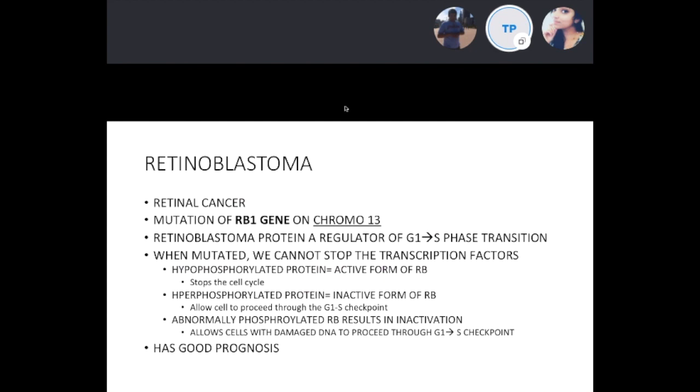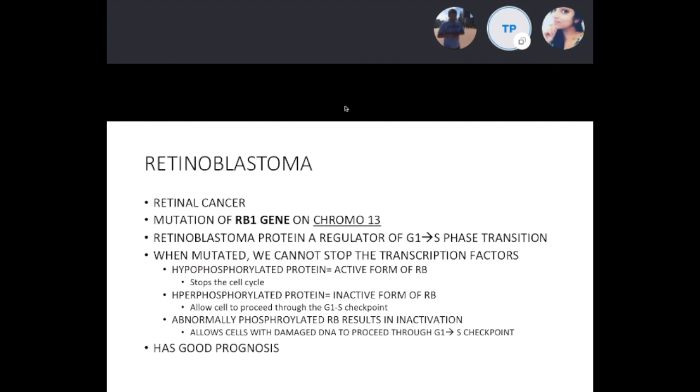So the retinoblastoma protein can be hypophosphorylated, and that would be considered the active form. When it is active, it will stop the cell cycle if damage is detected and not let it proceed into S phase. If the protein is hyperphosphorylated, that will be considered the inactive form, and this will allow the cell to proceed through the G1 to S phase checkpoint. And I will explain in the picture to show why that is. Yes, that'll just make more sense when I show you in the picture.